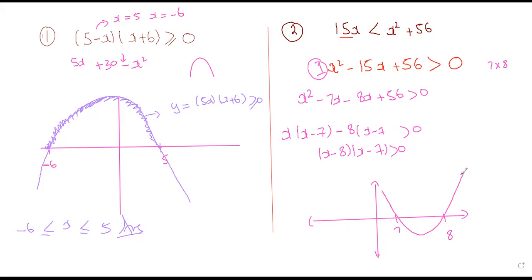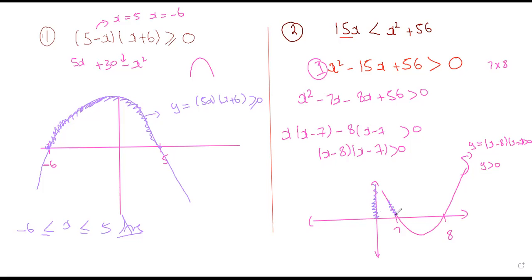Again, this is the graph of y equals (x minus 8)(x minus 7). This part is greater than 0. It means y is greater than 0. If y is greater than 0, I would be focusing on this part of the graph.